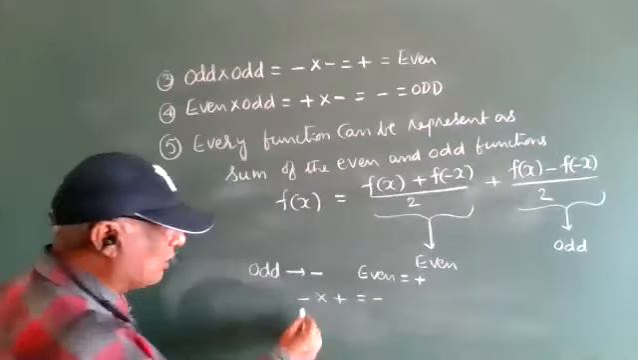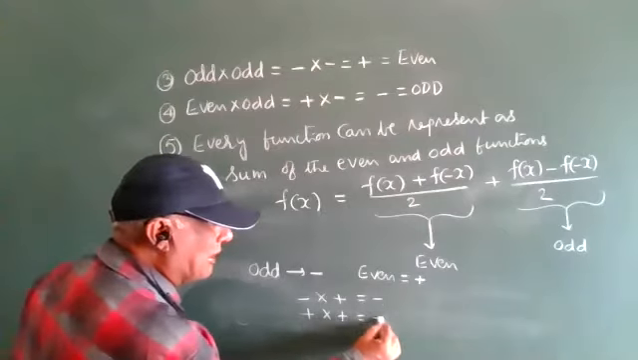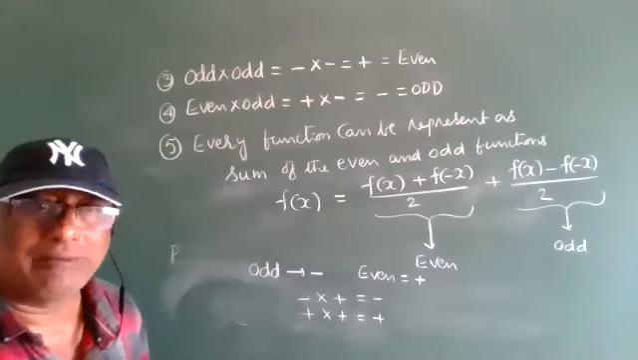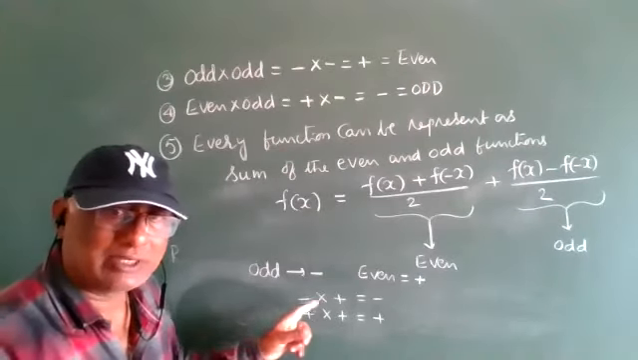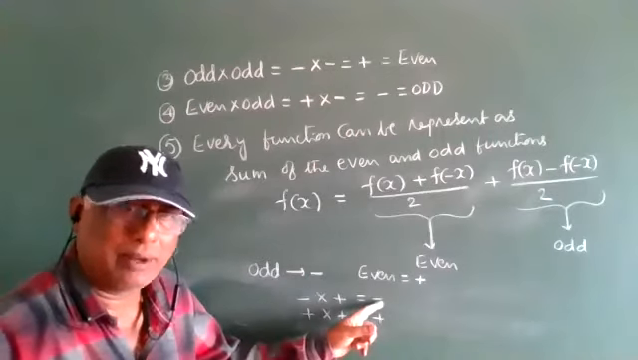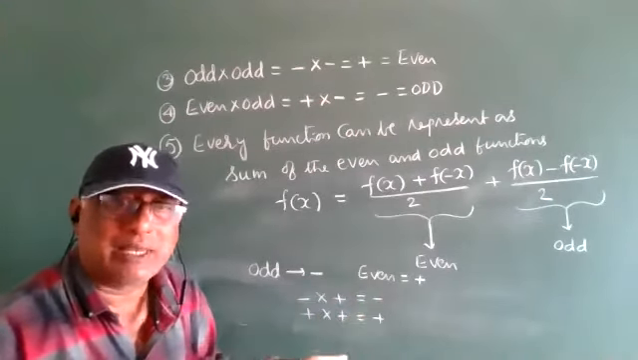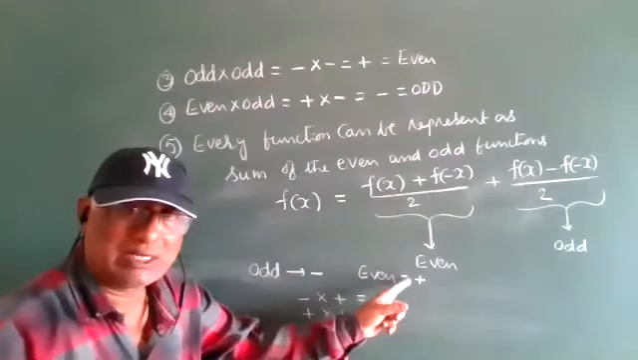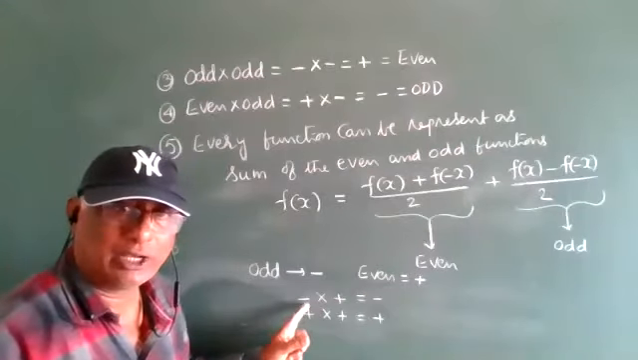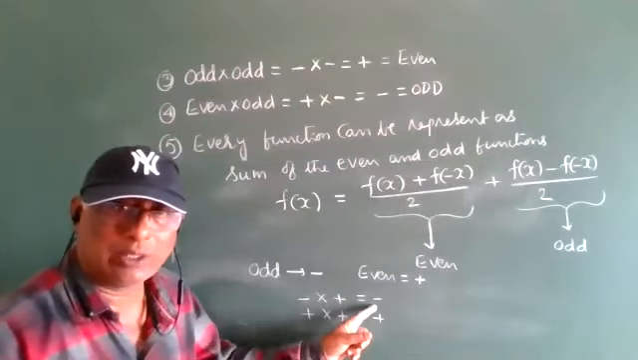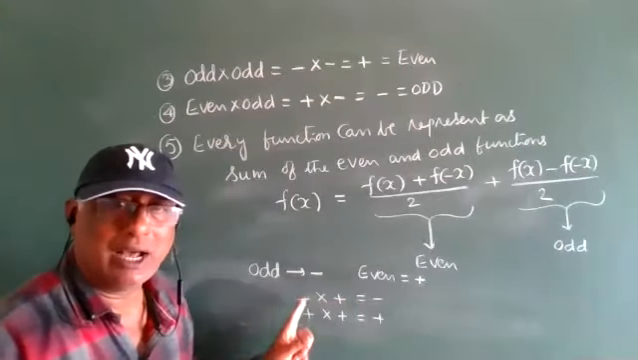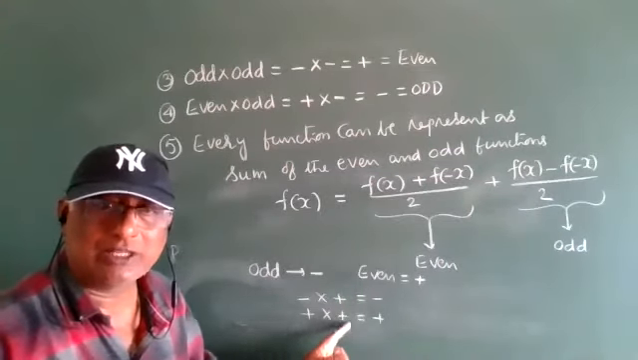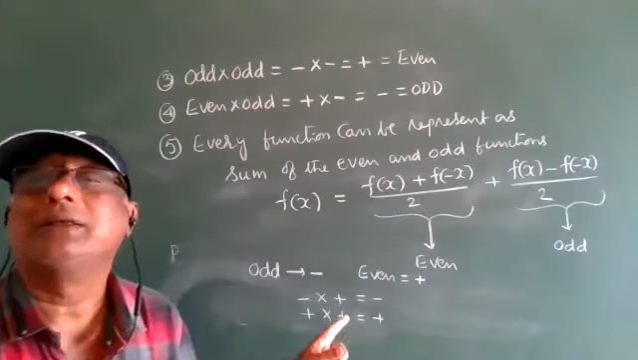Negative is the odd function. Positive into positive is positive, so even into even is an even function. Negative, the odd function, into the even function is minus into plus, which is minus, and minus is the odd function. The odd function is represented by minus and the even function is represented by plus. Therefore, negative into positive is negative, so odd into even is an odd function, and even into even is an even function. Now it is clear.